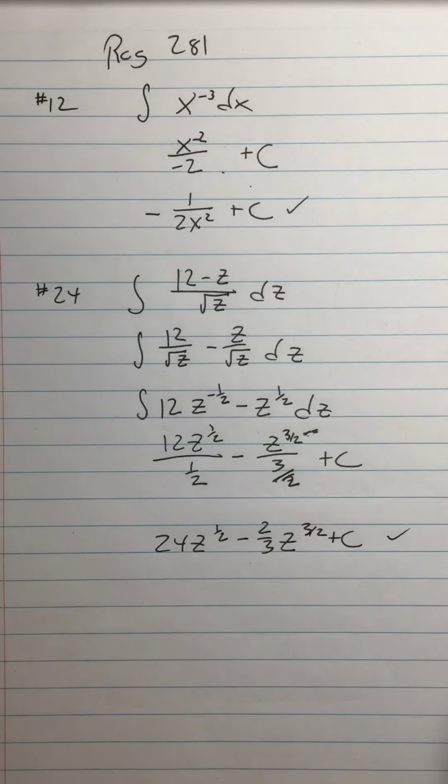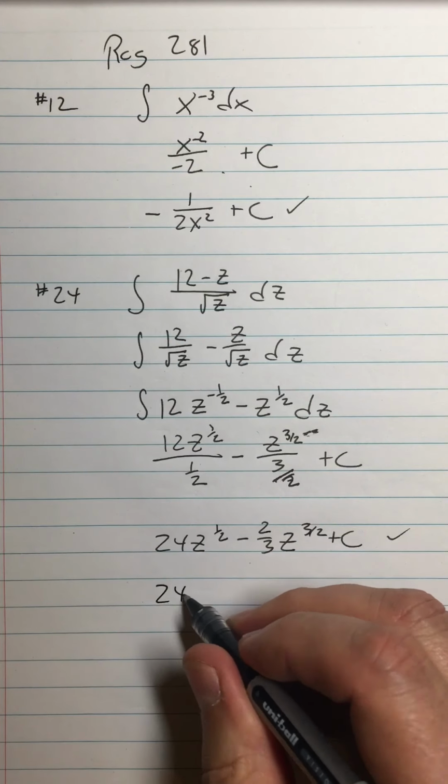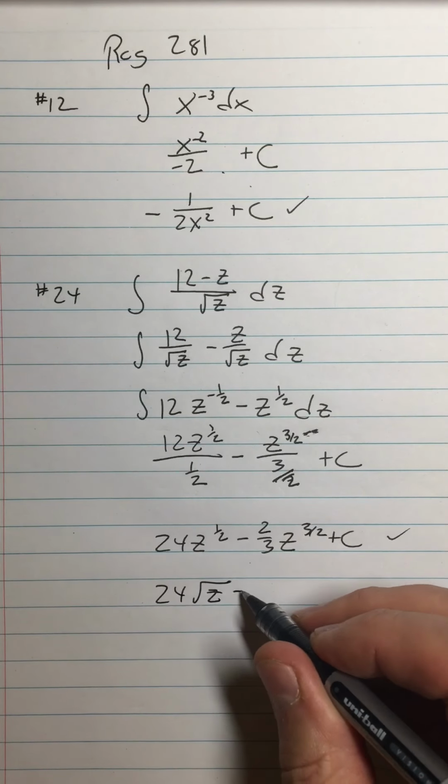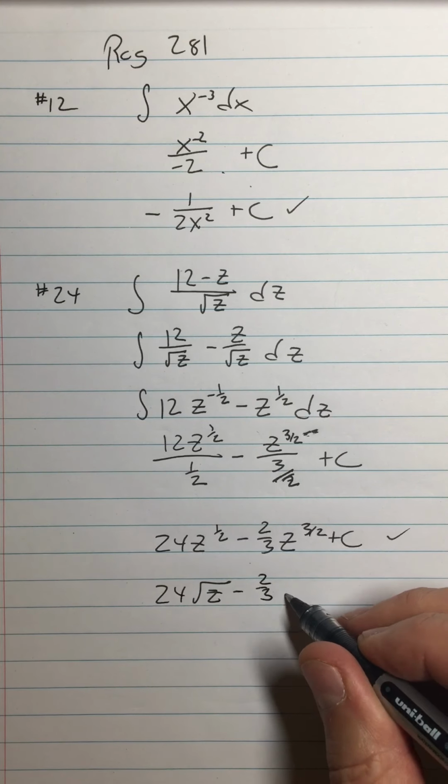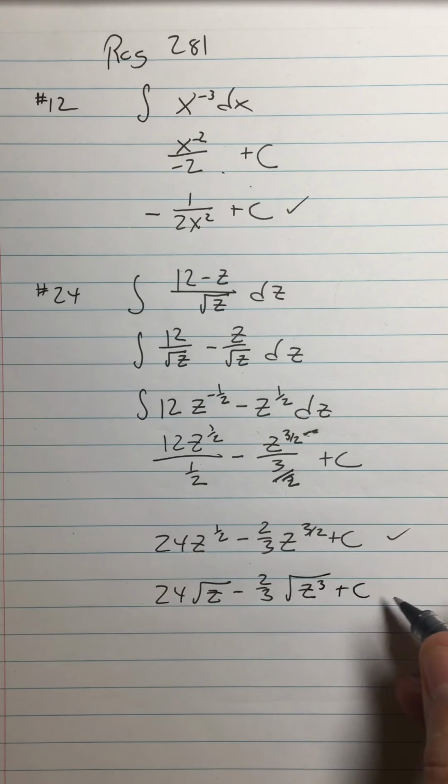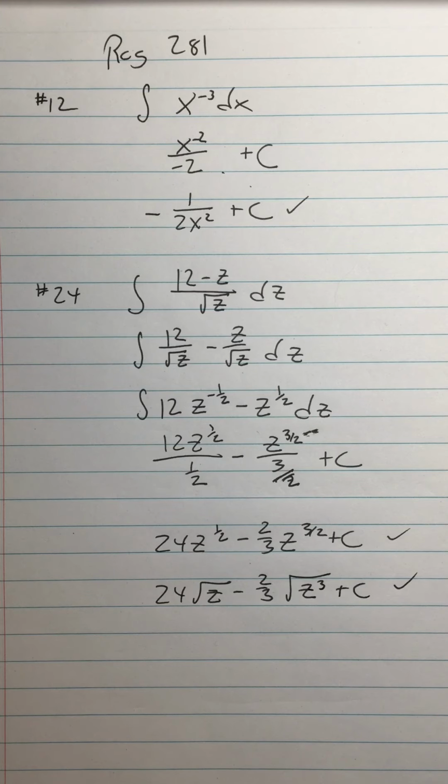You should probably leave it like that. If you really want, you can call it 24 square root z minus 2/3 square root z cubed, but these are both fine. There you go, that's number 24. I'll do a couple more of the weird ones and then we'll be done with this.